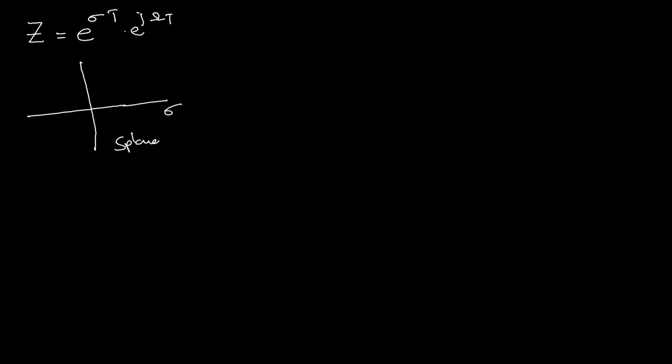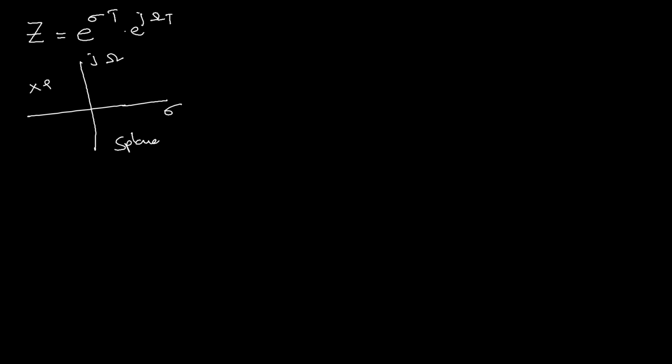Now we'll see how to map the poles in the S plane to Z plane. First of all, take the expression which we had derived in the previous class, that is Z is equal to e power sigma T into e power j omega T. Let us assume you have an S plane. This is my S plane, and sigma is on the x-axis, j omega is on the y-axis.